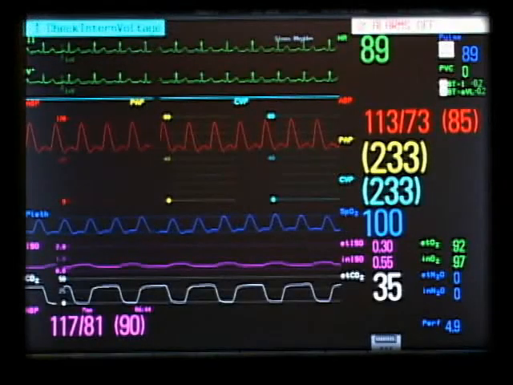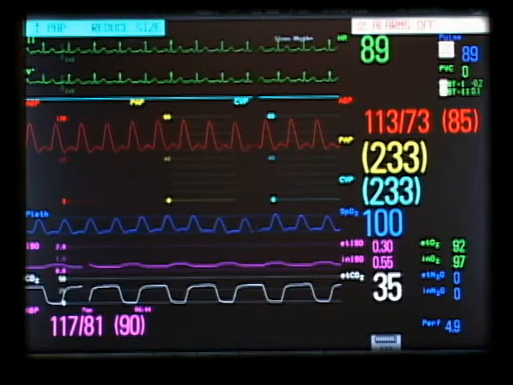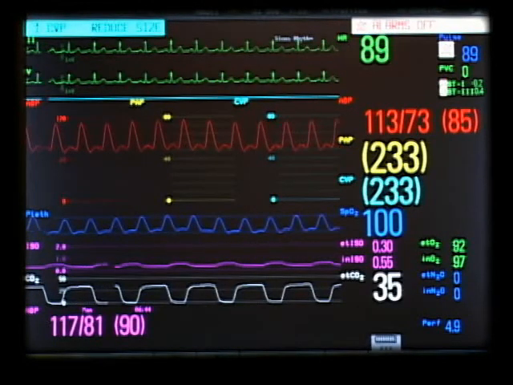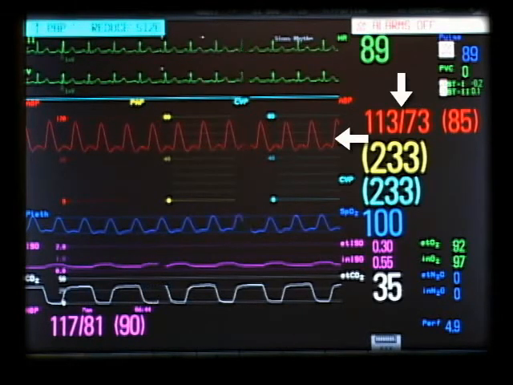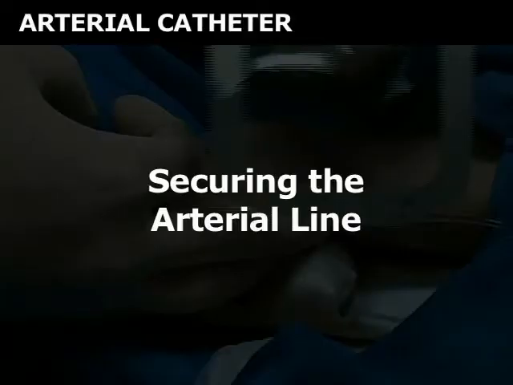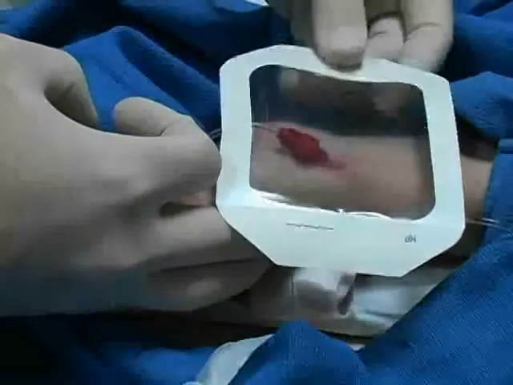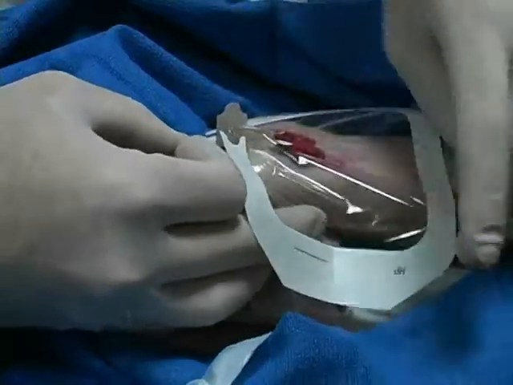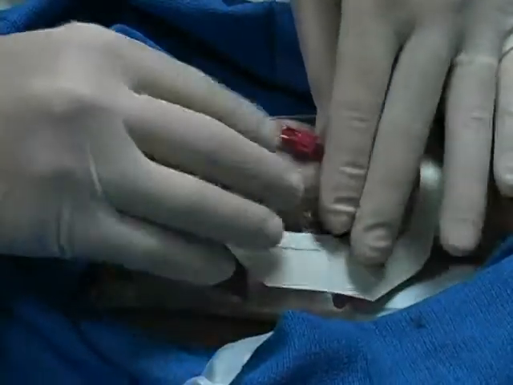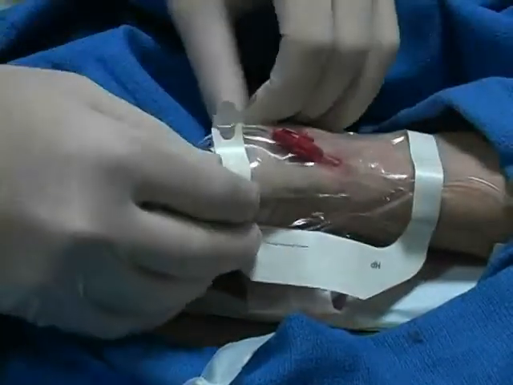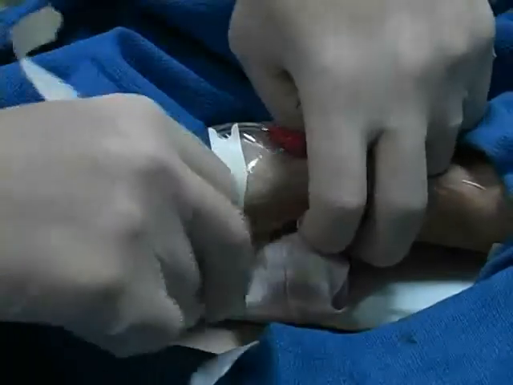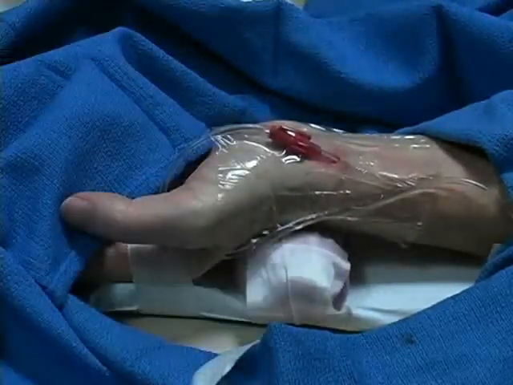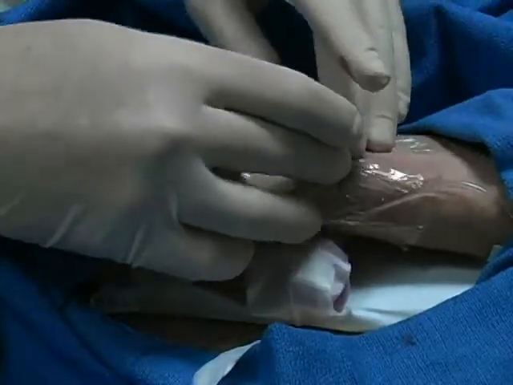After connecting the arterial catheter to the transduction system, confirm placement by watching the monitor. Look for an arterial waveform with corresponding blood pressure measurement. A Tegaderm should be placed over the hub and catheter entry site to keep the skin clean and dry. When placing a catheter in the hand, loop the tubing around the patient's thumb and secure the tubing to the patient's wrist and forearm. This decreases the amount of tension placed on the catheter and will help to prevent it from being dislodged.